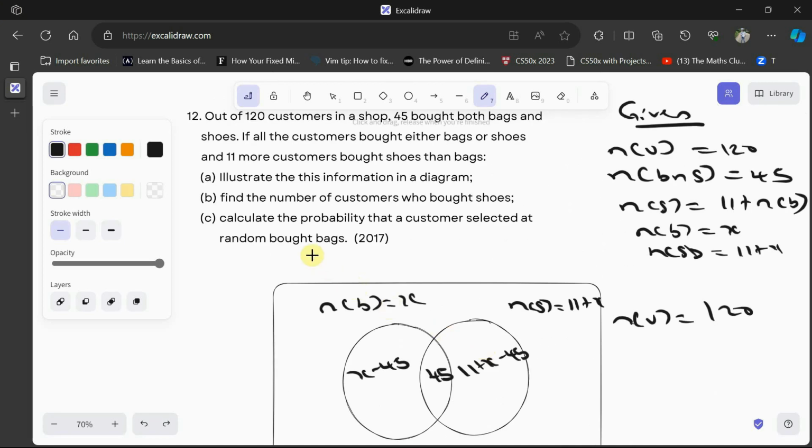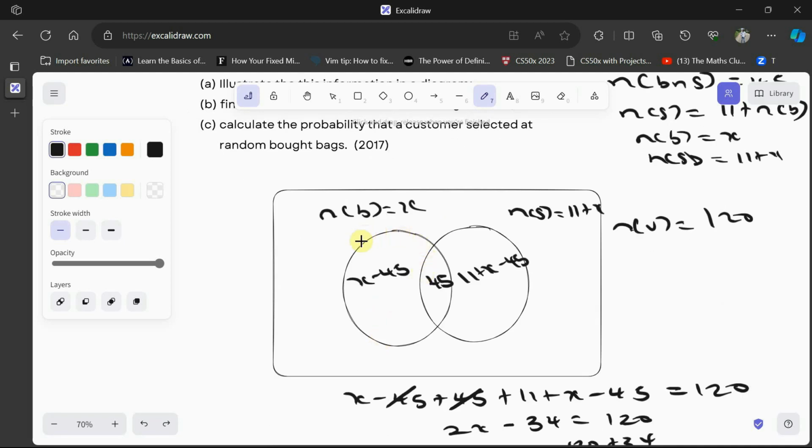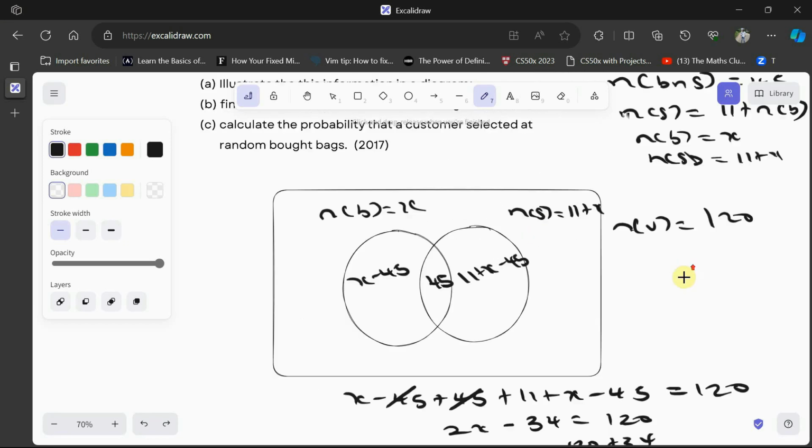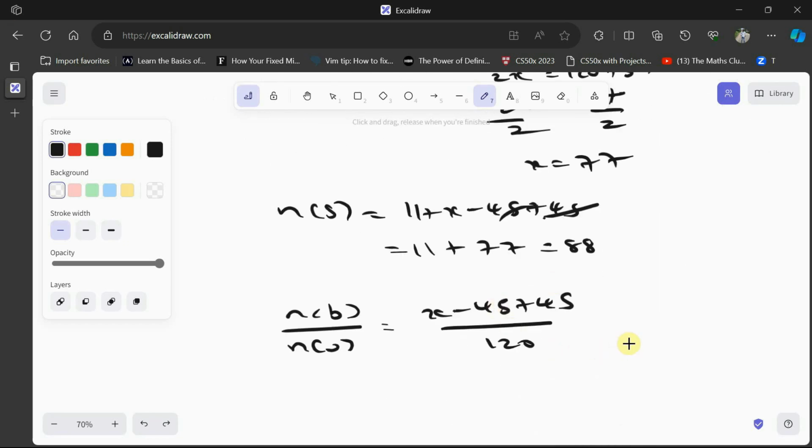And if that is the case, it now says to calculate the probability that a customer selected at random bought a bag. That is like saying the number of people that bought bags over the total number of people in the set. So we say n of B over n of U, and that is x minus 45 plus 45 all over the total number, which is 120. Then our x is 77, so if these two will go, that's basically 77 over 120.